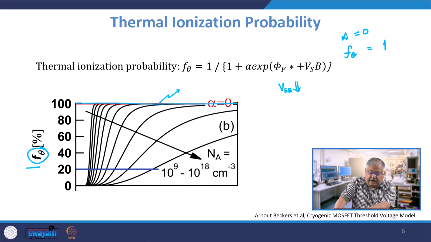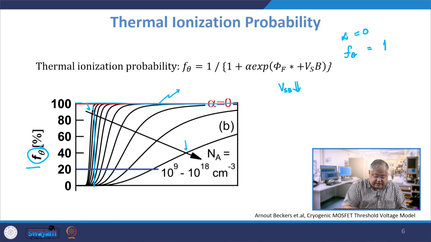The reason it is like that is that as VSB starts to go down, this is in the denominator. So this is for varying values of Na. This is 10 to the power 9, and this is 10 to the power 18. So let us take up any one slide here, maybe we fix the value of VSB.